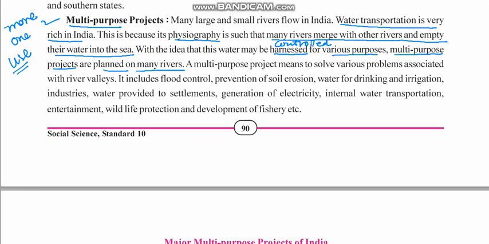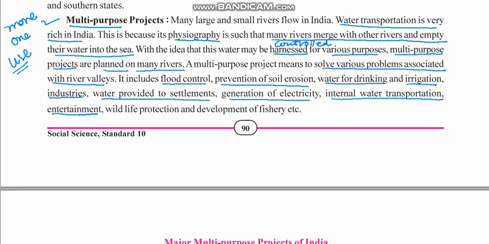Multi-purpose projects are planned on many rivers, and due to this, many multi-purpose projects are being planned. A multi-purpose project means to solve various problems associated with river valleys. Why is a multi-purpose project built? So that various kinds of problems can be solved by a single attempt. Which things are included? Flood control, prevention of soil erosion, water for drinking and irrigation, industries, water provided for settlements, generation of electricity, internal water transportation, entertainment, wildlife protection, development of fisheries. These are some of the main things for which it can be done.